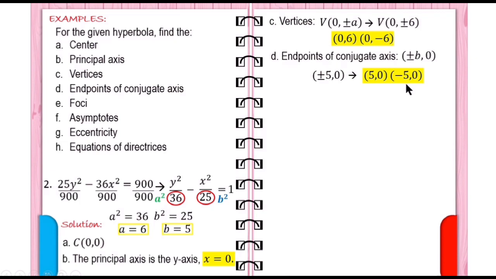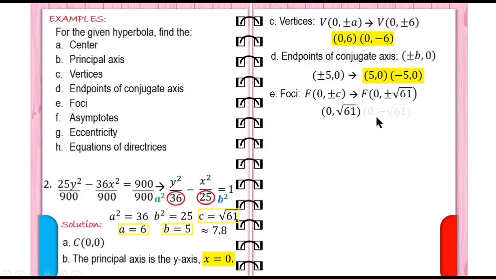Now to determine the foci, we solve for c. a squared is 36, and b squared is 25. c is the square root of 36 plus 25, which is equal to the square root of 61. And this value is approximately equal to 7.8. Therefore, the foci are (0, plus and minus c), or (0, plus and minus square root of 61), which are (0, square root of 61) and (0, negative square root of 61).